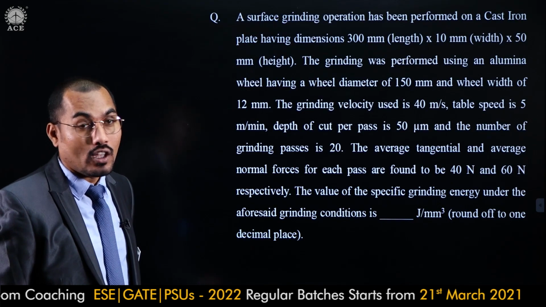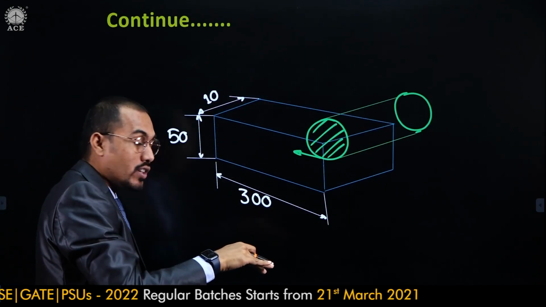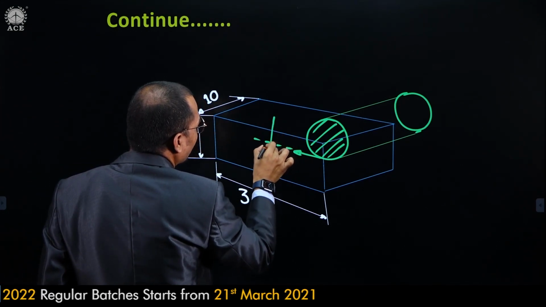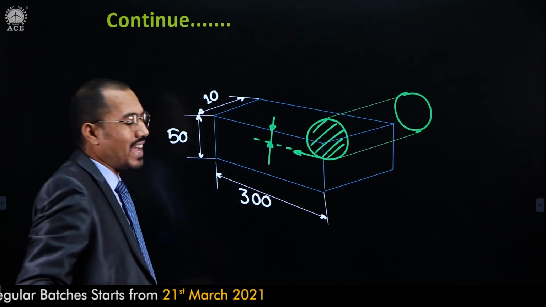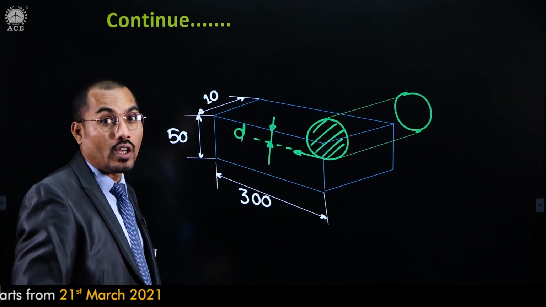depth of cut. So from the top layer surface, my wheel is ground in a downward direction. So I'll say something like that. This is my depth of cut. I know that it's an exaggerated figure, just to understand that. So this is depth of cut. Material is going to be removed.